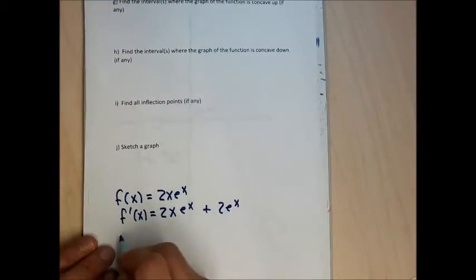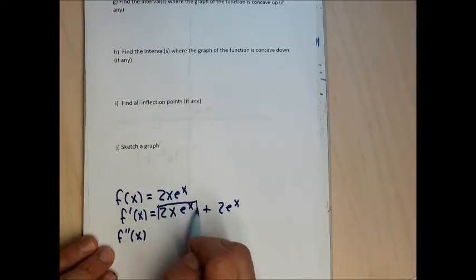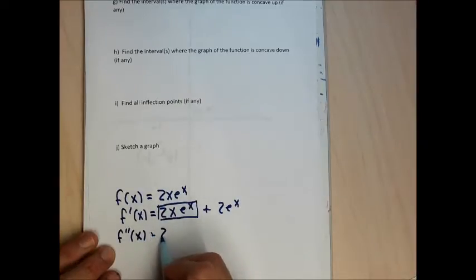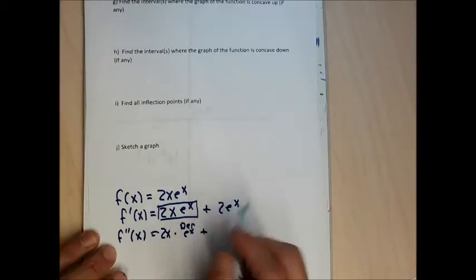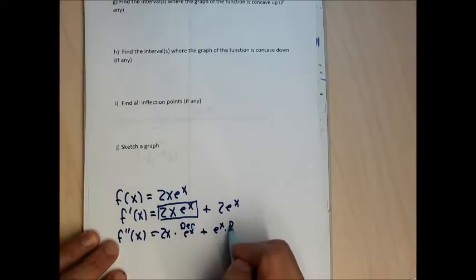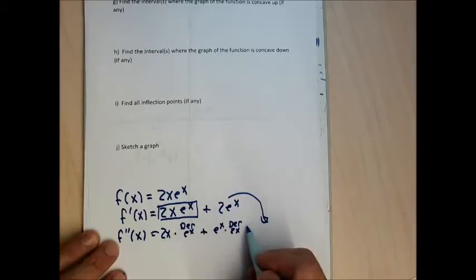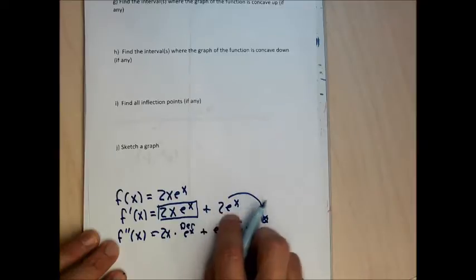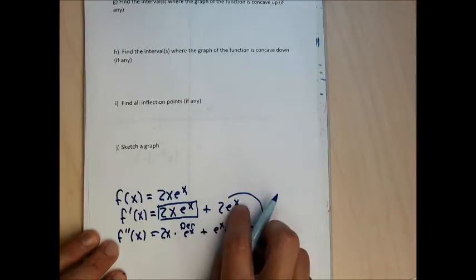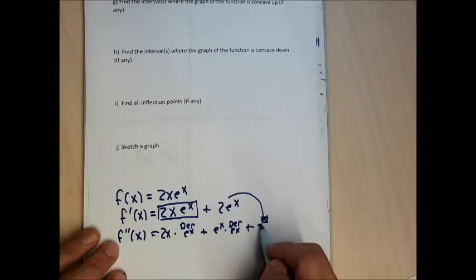So let me work on this second derivative. To do the second derivative, for this piece I need to use the product rule. It's going to be 2x times the derivative of e to the x plus e to the x times the derivative of 2x. And then the derivative of that other piece is real easy. The derivative of any e times a constant without an x is just that function times the derivative of the exponent. The exponent has a derivative of 1, so that piece has a derivative of 2e to the x.